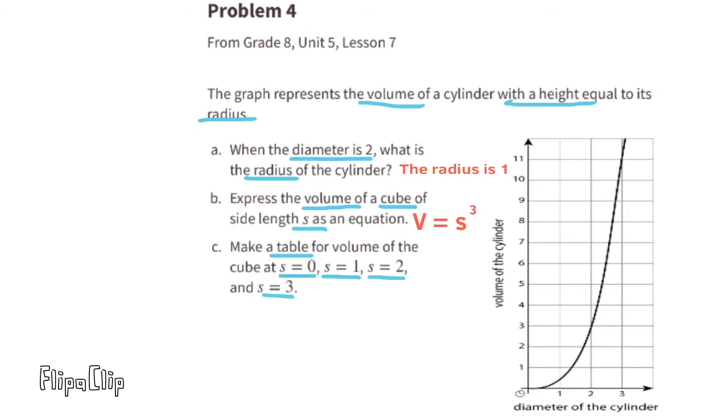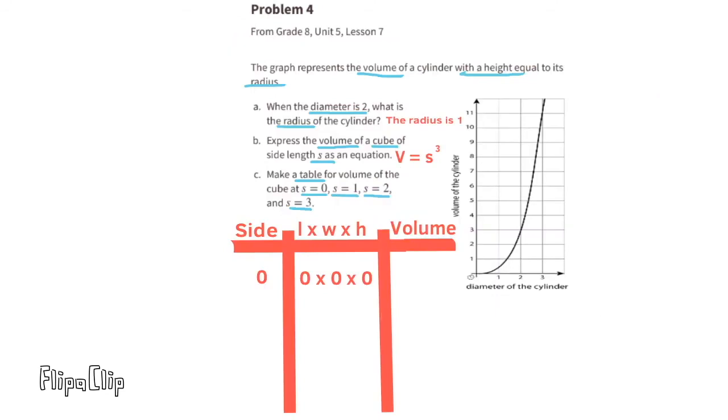C. Make a table for volume of the cube at S equals 0, S equals 1, S equals 2, and S equals 3. S equals 0 means side length equals 0. So with side length 0, the equation would be 0 times 0 times 0 with a volume of 0. With side length 1, the equation would read 1 times 1 times 1, and the volume is 1.